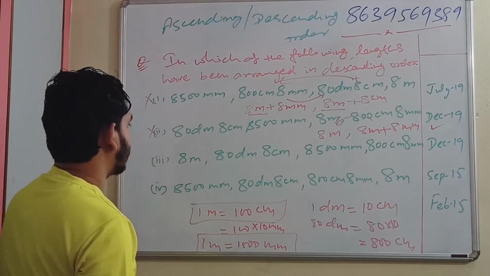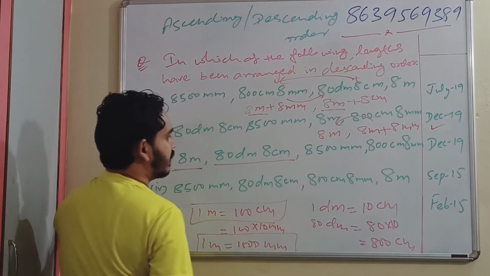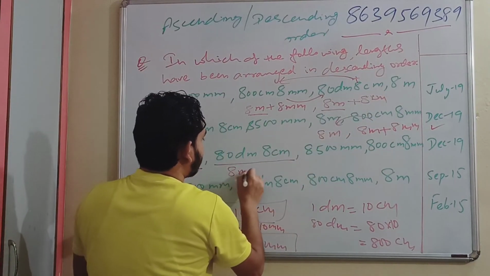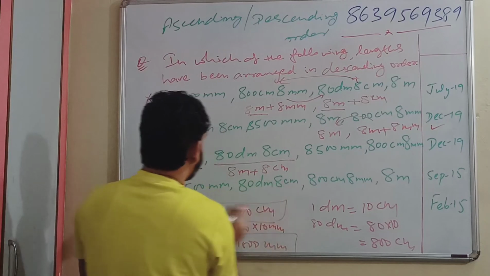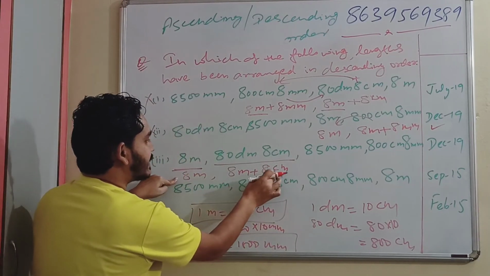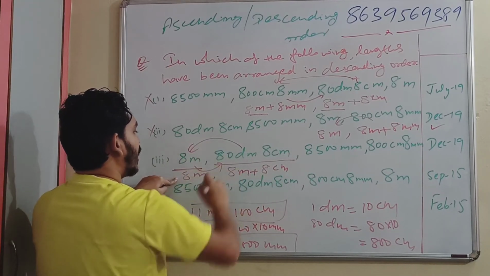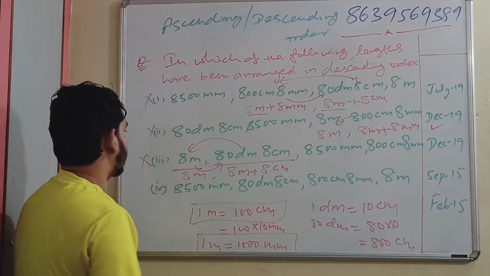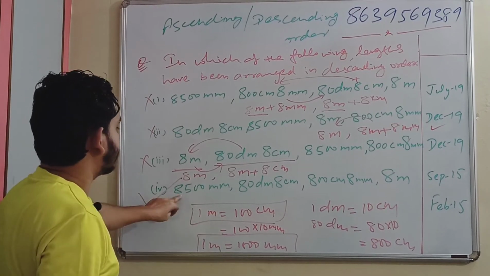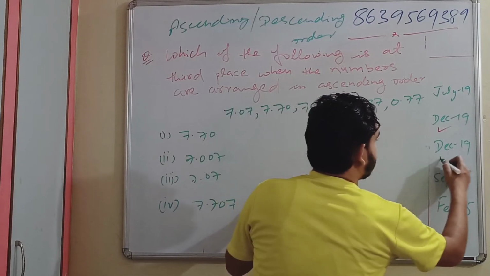Now coming to the third option, again here this is 8 meter, this is 80 decimeter, 8 centimeter. Here also we saw this is nothing but 8 meter plus 8 centimeter. Compared to the previous first number, this is 8 centimeter more. So it has to go before and this has to go after. So this cannot be the option in descending order. So the fourth option is correct. This is in descending order. This is one question which had come in December 19.